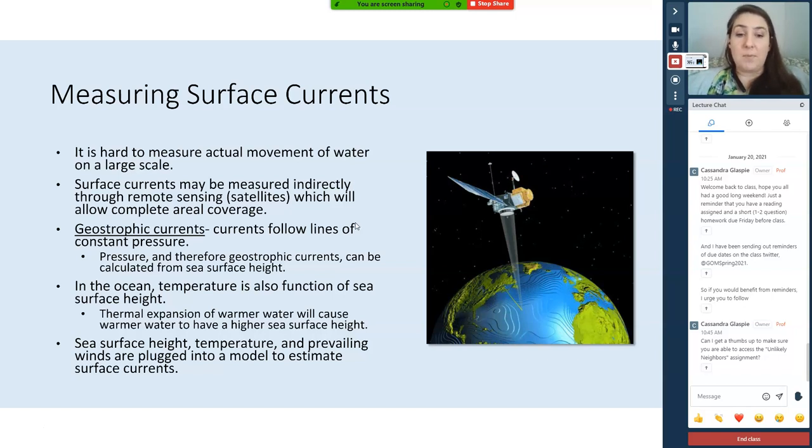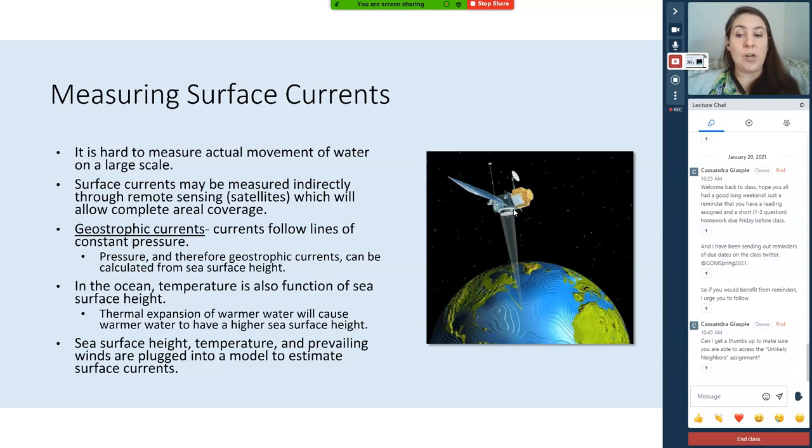But we've actually developed really good ways to track surface currents using satellites. So surface current movement can be measured indirectly through remote sensing with satellites, which allow complete aerial coverage of the globe. And that's because surface currents are geostrophic currents, which means they follow lines of constant pressure. They're largely geostrophic currents. And pressure, and therefore geostrophic currents, can be calculated if we know sea surface height. Sea surface height is something we can get from satellites. As we ping an area on the Earth, we can calculate how much time it takes that ping to go back to the satellite, and we can calculate sea surface height.